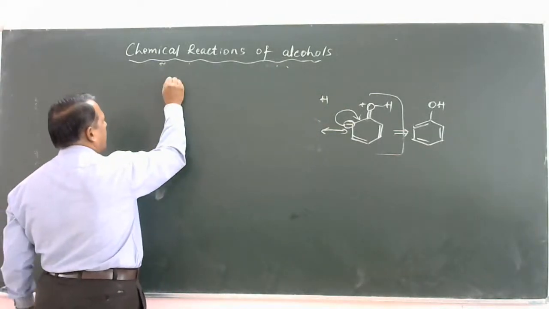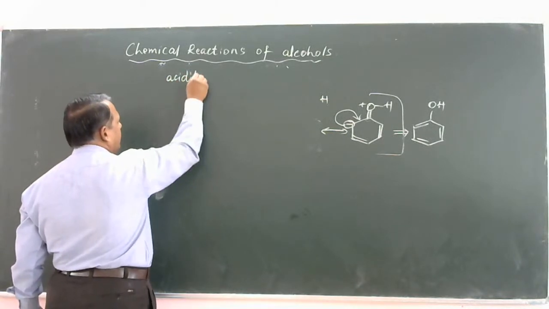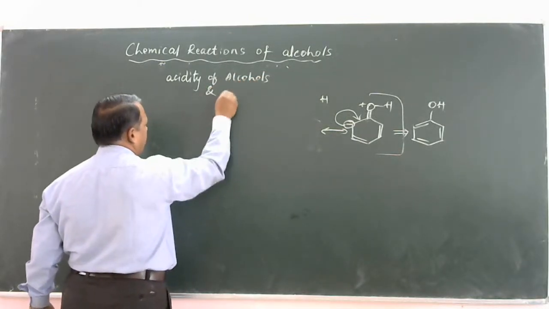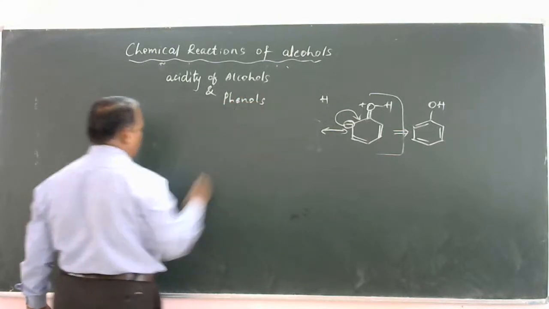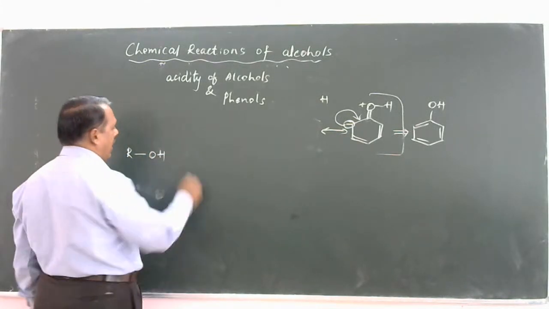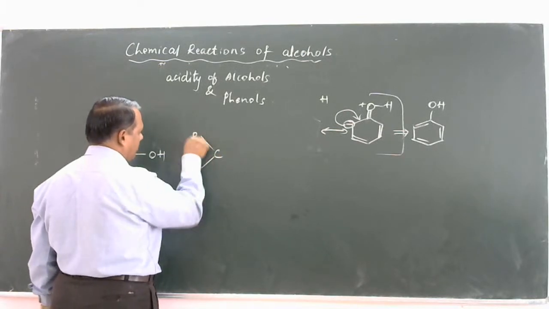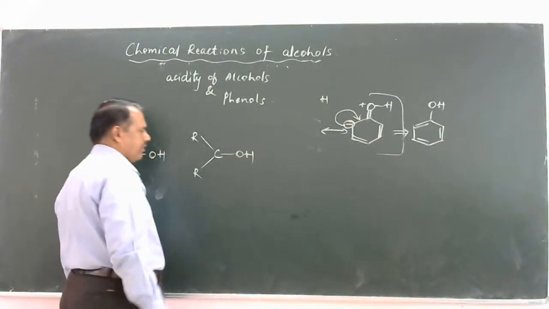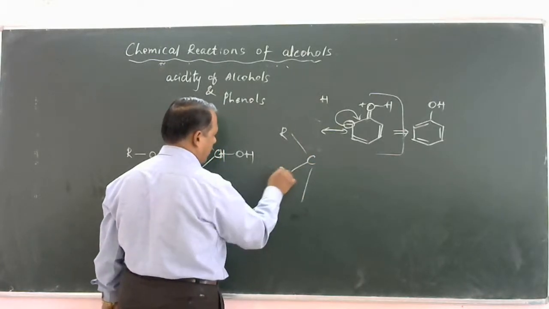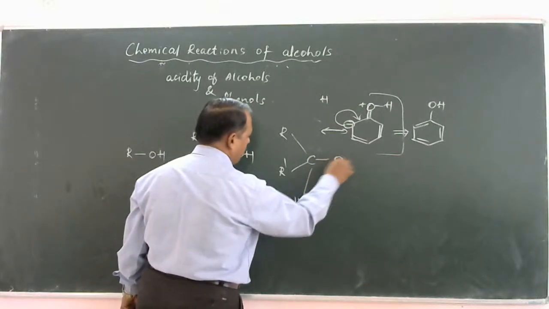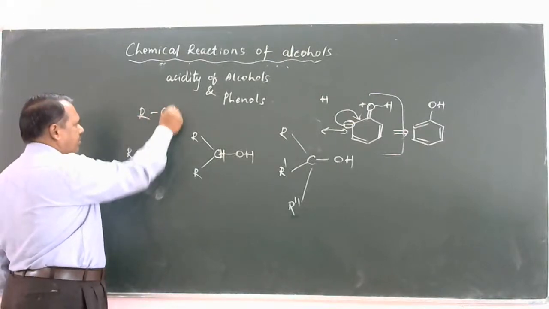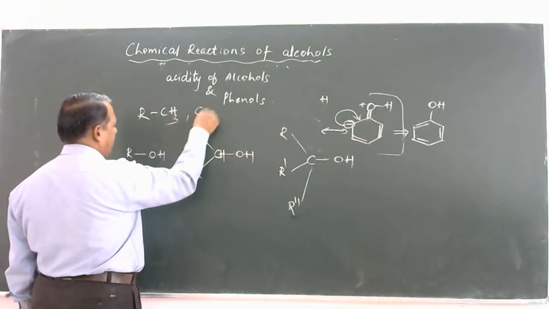Acidity of alcohols and phenols. Now I am going to write: this is a primary alcohol, ROH, and this is a secondary alcohol, R R' CH OH, and this is a tertiary alcohol, R, R', R'' C OH. Here R is a methyl group, or even an ethyl group, C2H5.